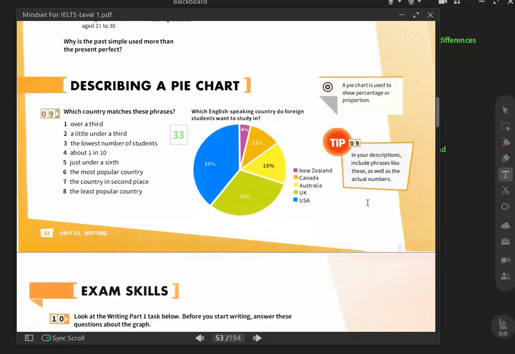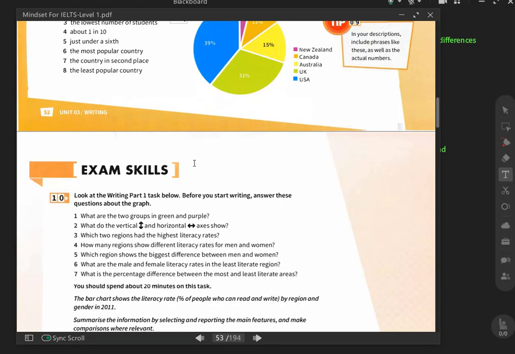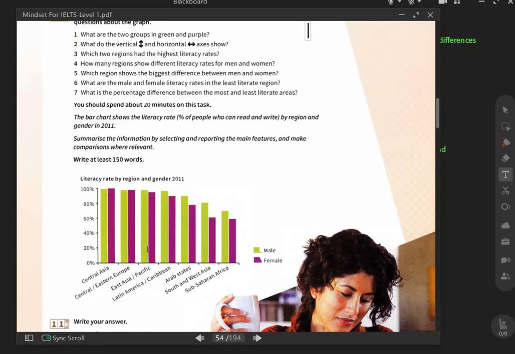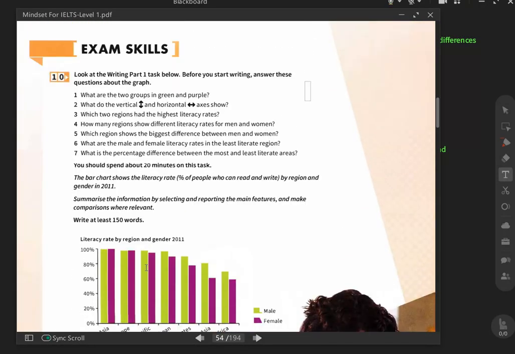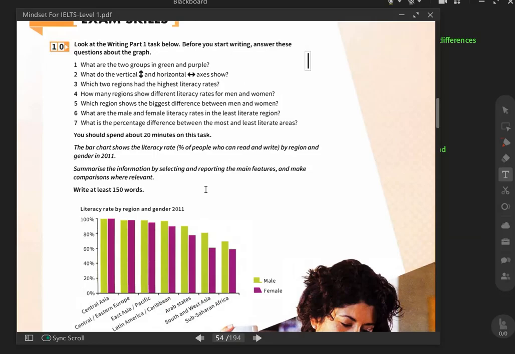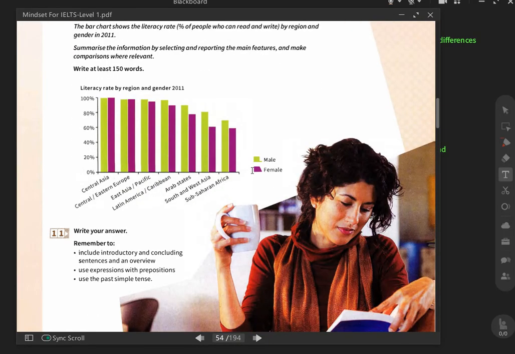Well, and now, let's see. Okay, we have a task here. Writing part one. Let's answer the questions first, then you will write. Look at the writing part one task below here. This is a bar chart. You can see there are two groups in green and purple. They are male and female.